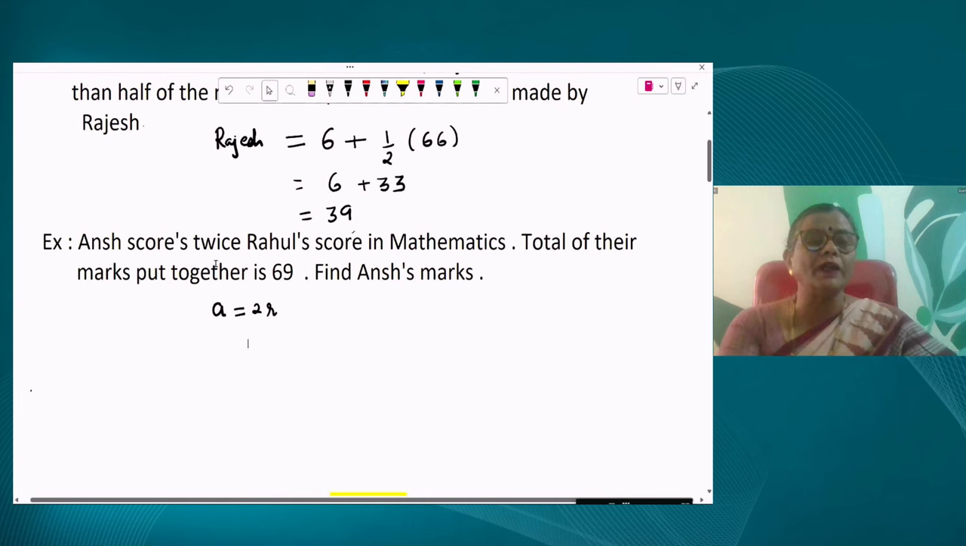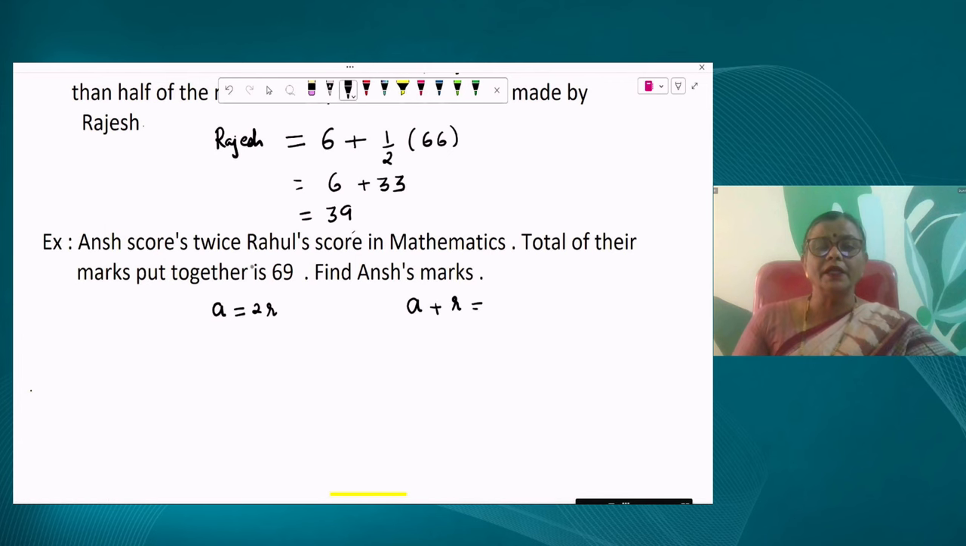The total of their marks put together is 69. So there's another statement here. When you add the total, that is, when you put the marks of Ansh and Rahul together, this is the second expression that we have. Ansh and Rahul's marks together is 69. So we have framed some expressions here in terms of the literals, that is A, B, C, D, which are unknowns. So we are finding Ansh's score because that's unknown.